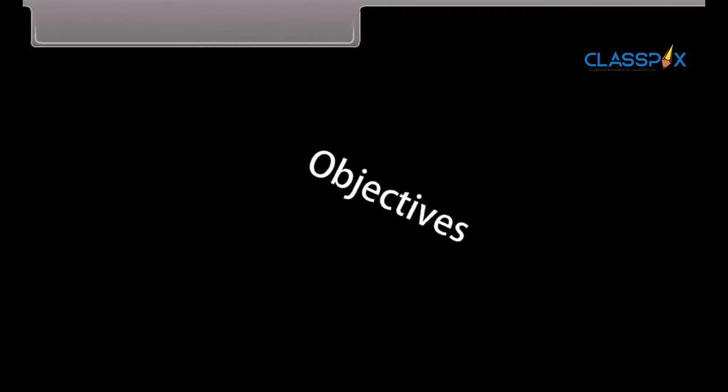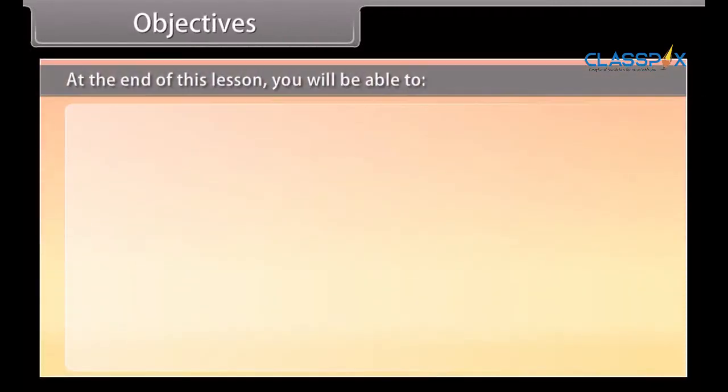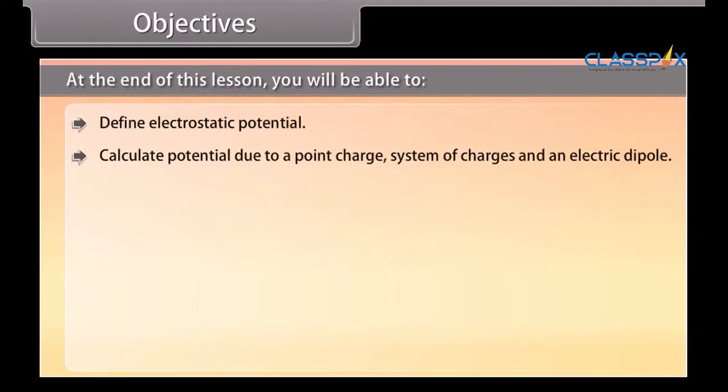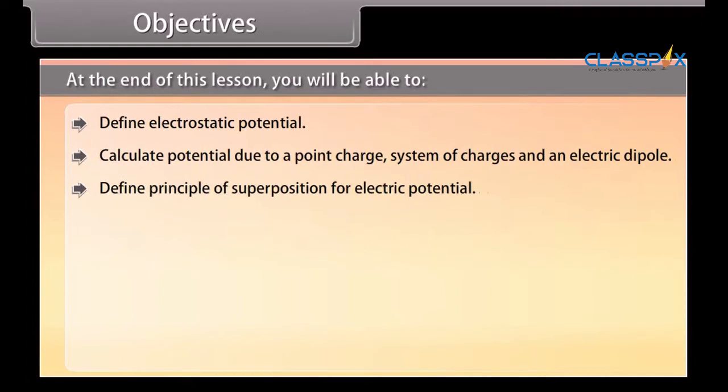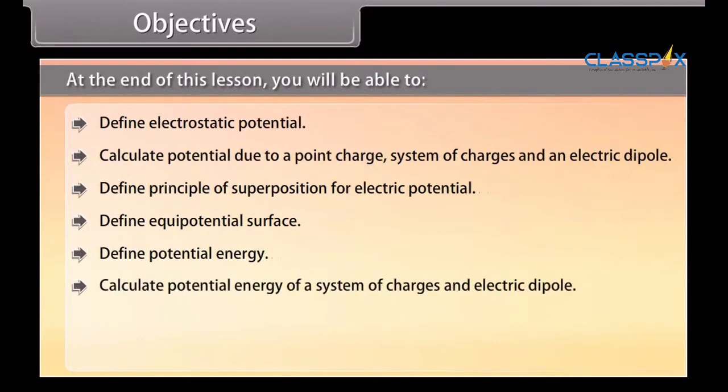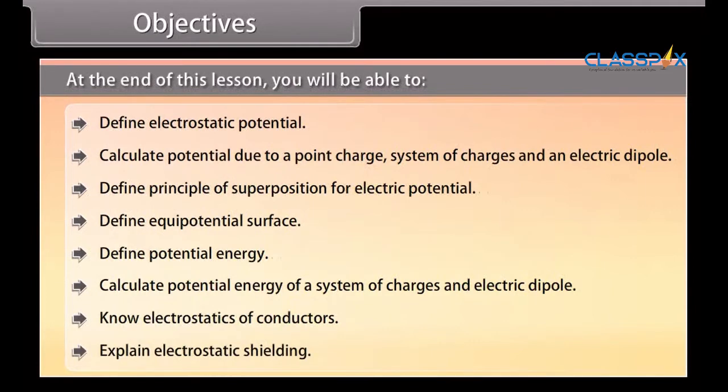Objectives. At the end of this lesson, you'll be able to define electrostatic potential, calculate potential due to a point charge, system of charges and an electric dipole, define principle of superposition for electric potential, define equipotential surface, define potential energy, calculate potential energy of a system of charges and electrical dipole, know electrostatics of conductors, explain electrostatic shielding.